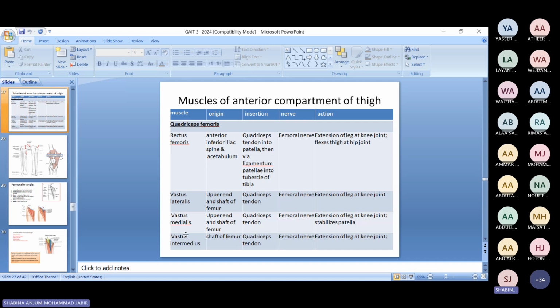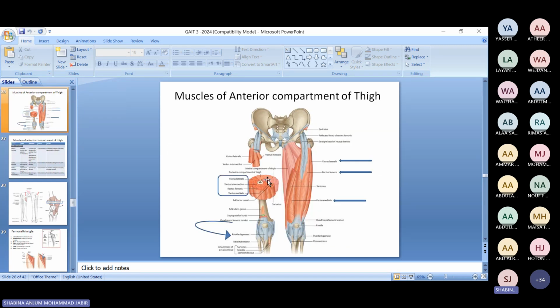Then finally, why are they called quadriceps? Because they all form a common tendon, which is attached to the patella, and then through the ligamentum patellae, finally it is attached to the tubercle of the tibia. You remember the tibial tuberosity? So this is the quadriceps muscle. This is the tendon of the quadriceps. First it is attached to the patella, and from the patella it is attached to the tibial tuberosity through this ligament, which is called the patellar ligament.